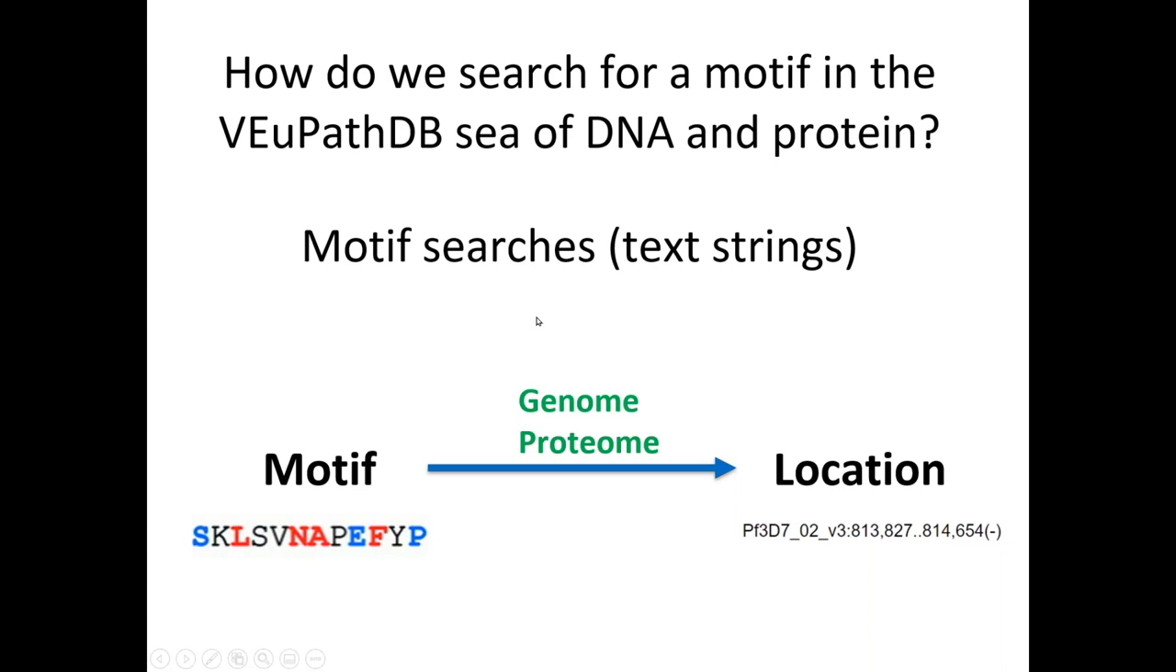And we have built some searches that return either the location of these on the genome or a set of proteins that actually match your sequence. We've created two motif searches, one for DNA and one for proteins. And to use these searches, you enter your motif as a regular expression. It is compared then against the genome and proteome, and you return this list.